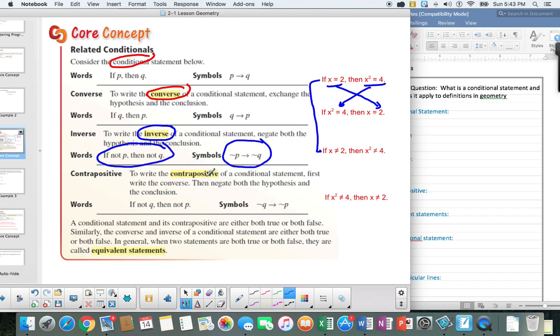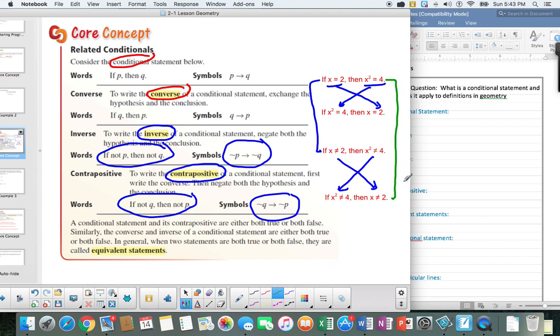Our last vocabulary word is contrapositive. And a contrapositive in words looks like this. And in symbols it looks like this. So really what it is exchanging the place right here. So you're taking the inverse and you're exchanging the places there. Or you can just think of it going back up to the very beginning, right here. And what we do is we negate both of them and then exchange both of them.